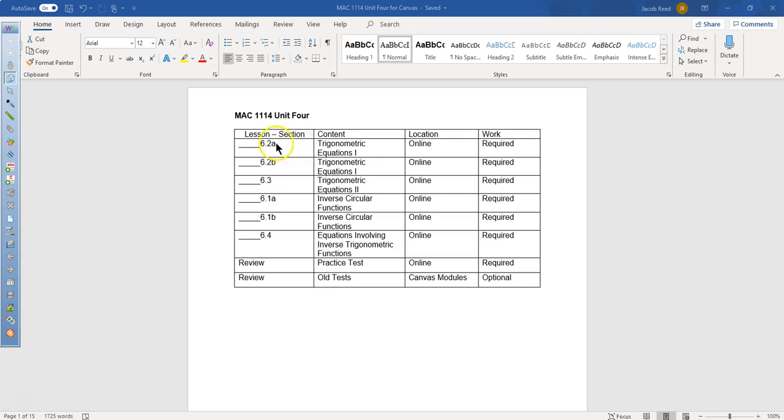You see that you have 6 sections here for chapter 6. I'm not going to do the practice test. It is in Canvas with an answer key. You can get up with me if you have any questions on it as you work through it. Main thing I'm going to focus on, I'm going to try to do one video per grouped section. So 6.2 will be one video, 6.3 will be one video, 6.1 is one video, and 6.4 will be one video, for a total of 4 videos for the chapter.